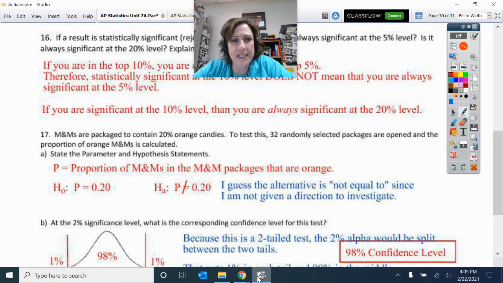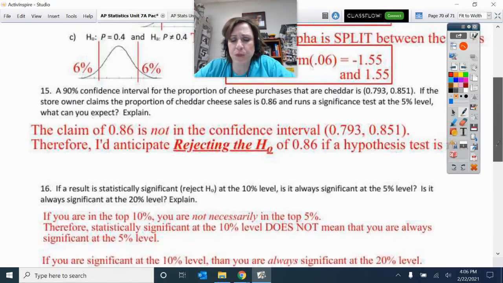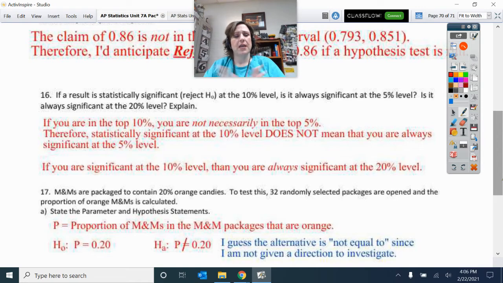All right, let's finish up these problems, numbers 16 through 18 on this review. 16 and 17, I've got some really important ideas, so let's go over those.